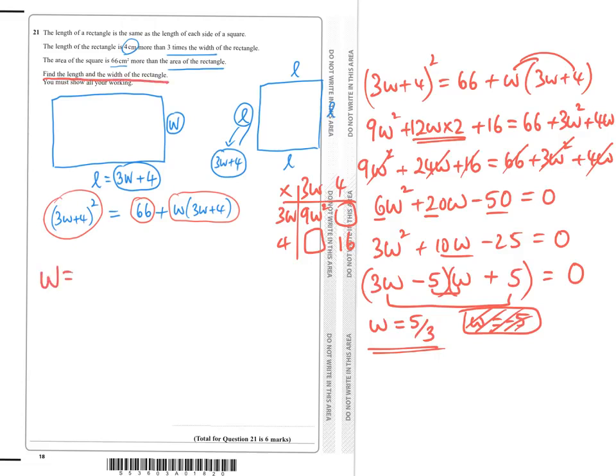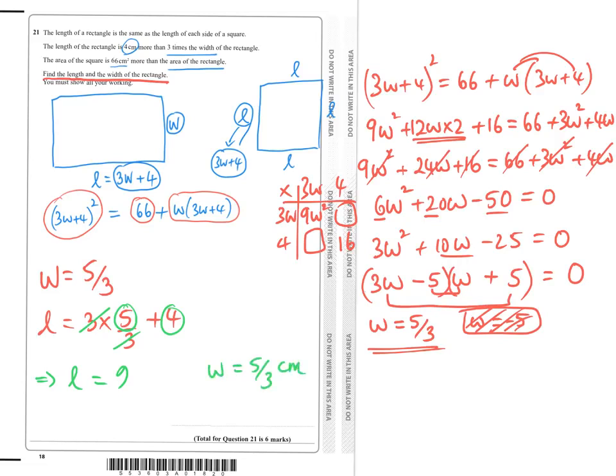Well, the width is going to be 5/3 centimetres, and the length is going to be 3 of those plus 4. Well, that's nice because these cancel, and that gives us that the length is 5 and 4, which is 9. So I'd say width is 5/3 of a centimetre, and the length is 9 centimetres.